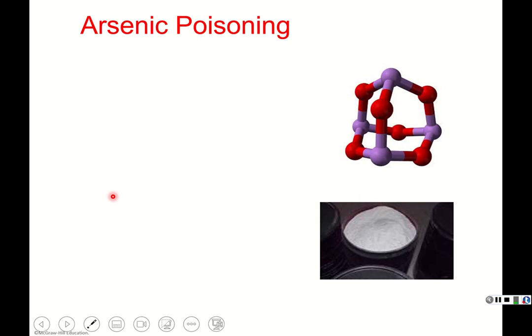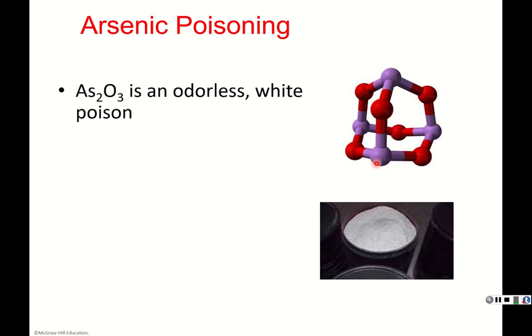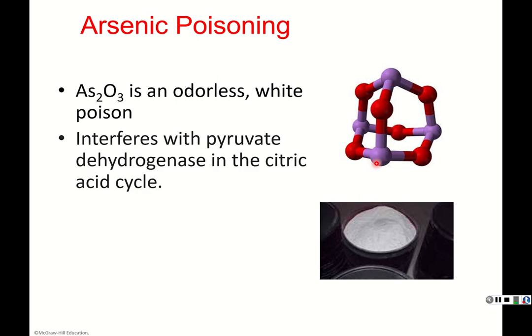that arsenic is poisonous. Okay, and the poison itself is this arsenic oxide, and you can see, much like phosphorus and nitrogen, it can make these sort of larger oxide compounds. Right, and this is As2O3. It's odorless, and it's white. And this is the poison.